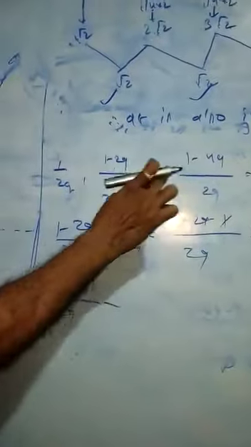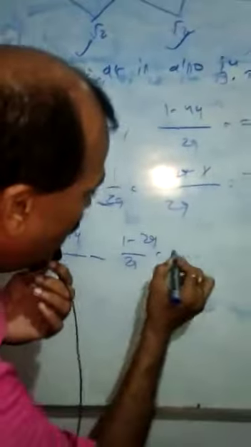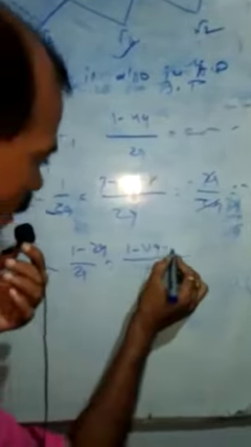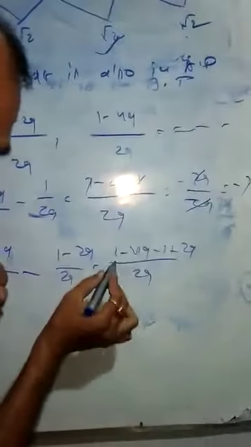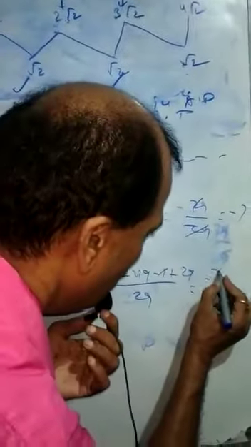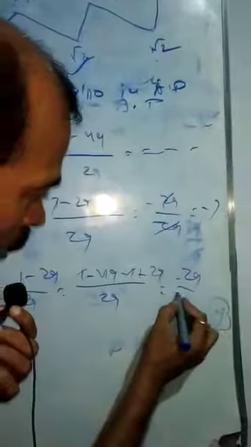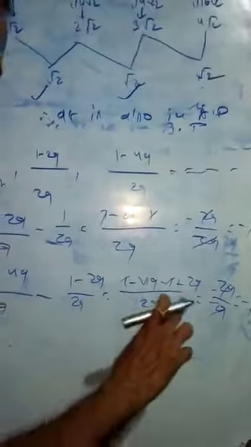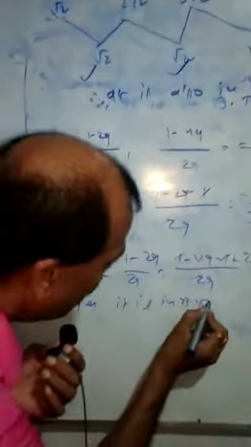Third term minus second term: (1 minus 2q) by 2q. It becomes here 2q, (1 minus 4q minus 1 plus 2q). Now this 1 and 1 is cancelled. 2q minus 4q equals minus 2q, by 2q, equals minus 1. So what we see here is that the common difference is minus 1. Therefore, yes, it is in AP.